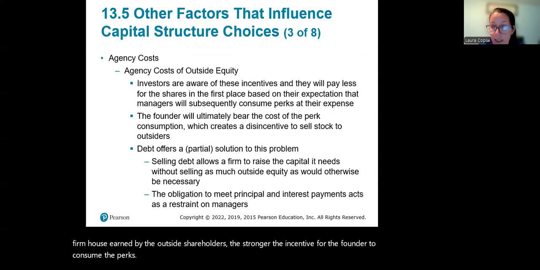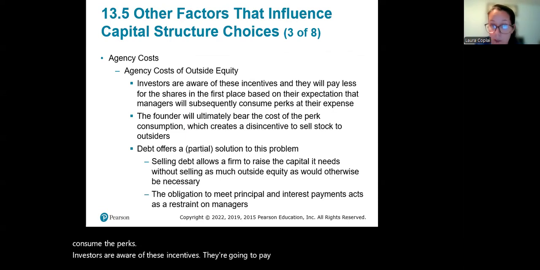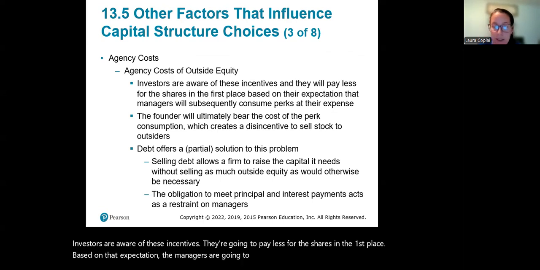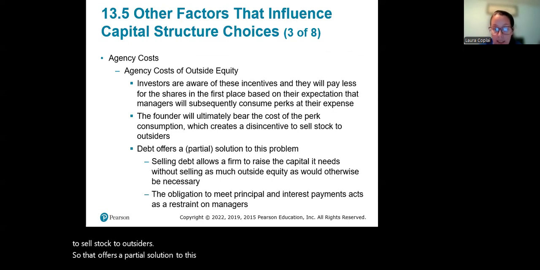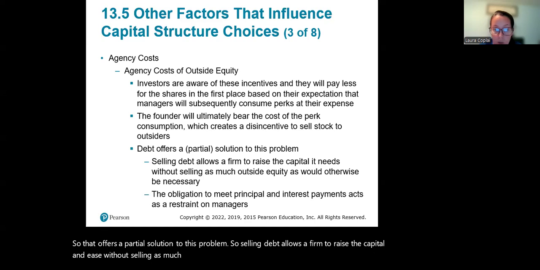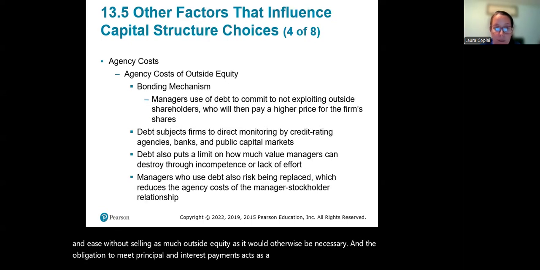Investors are aware of these incentives. They're going to pay less for the shares in the first place based on that expectation the managers are going to consume perks at their expense. The founder is going to ultimately bear the cost of the perk consumption, which creates a disincentive to sell stock to outsiders. So debt offers a partial solution to this problem. Selling debt allows a firm to raise the capital it needs without selling as much outside equity as would otherwise be necessary, and the obligation to meet principal and interest payments acts as a restraint on managers.